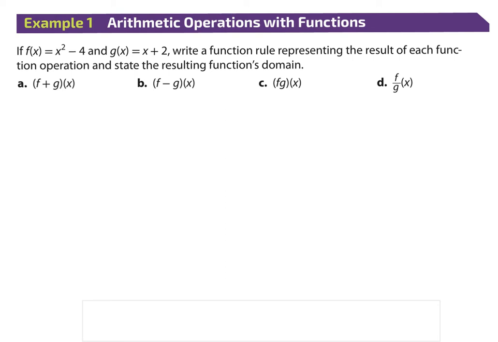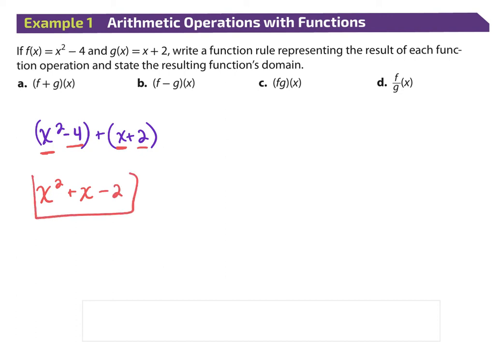So if you look at these specific ones, f plus g, well, I'm going to take x squared minus 4, and I'm going to add x plus 2. Combine your like terms. X squared doesn't have one. My next one would be x, negative 4 and positive 2. That would be what happens when I add them. It's pretty much that simple, okay?